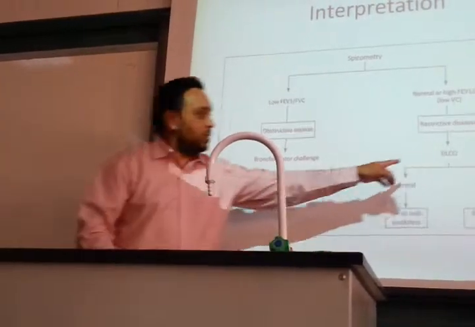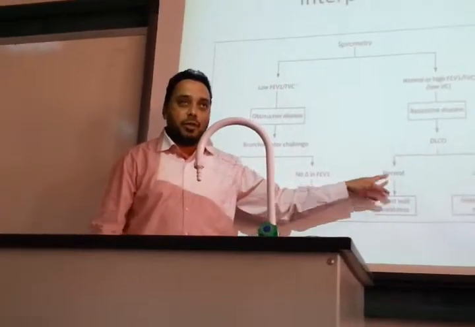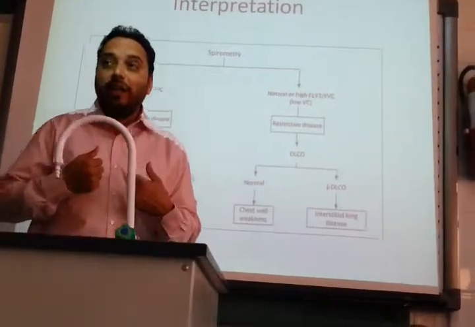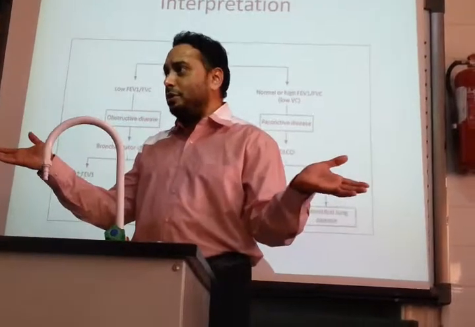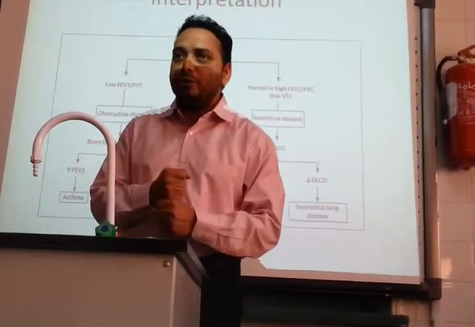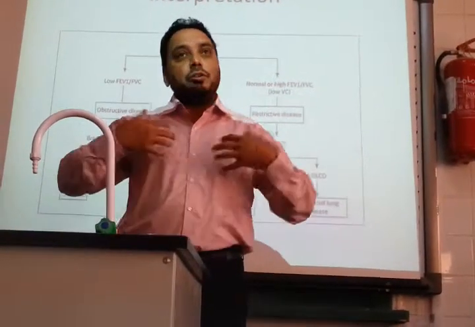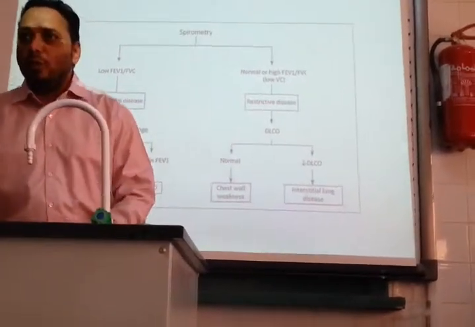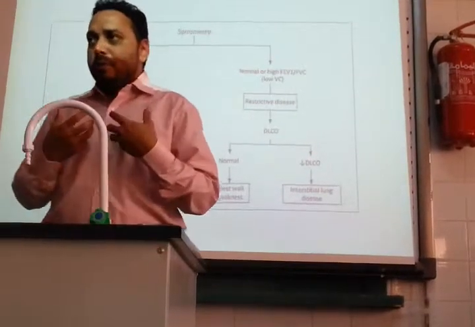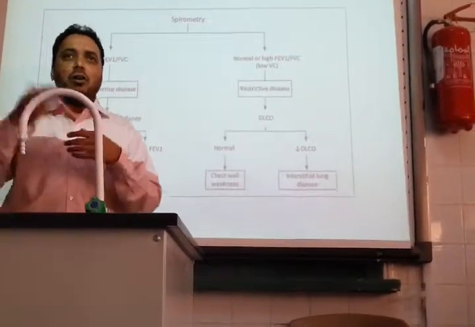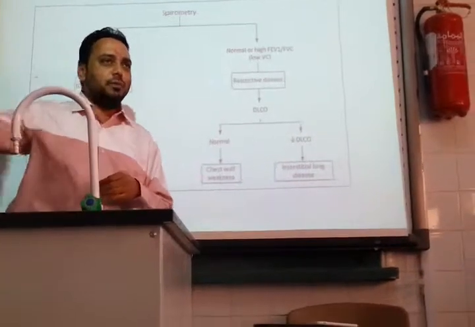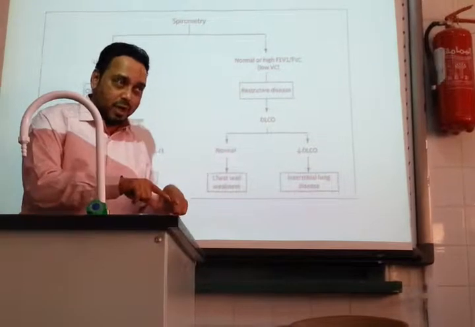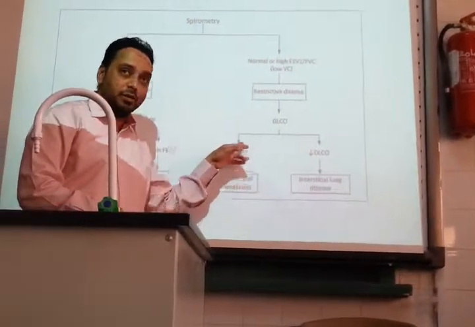Once you give that, if you find the diffusing capacity to be normal, that means there is nothing wrong inside the lung, because the diffusing capacity is normal. So why is the volume reduced? Maybe because the chest wall itself is weak. There are various conditions, like polio, respiratory muscle paralysis, or organophosphorus poisoning, and so many different conditions. So there is no problem with the interstitium of the lung.